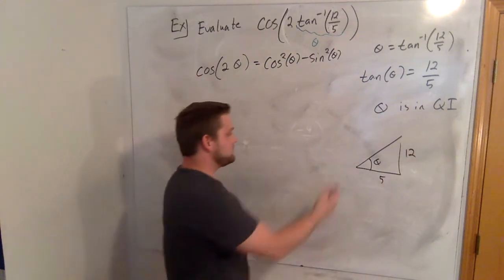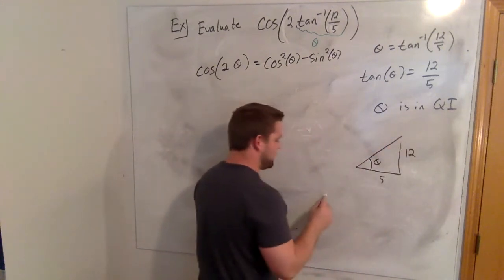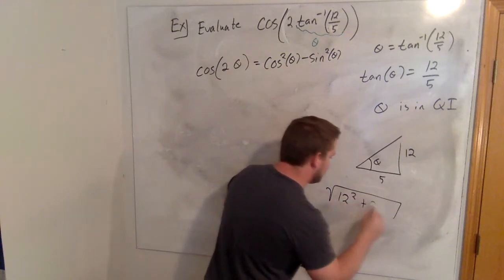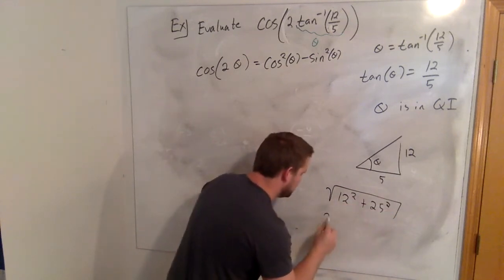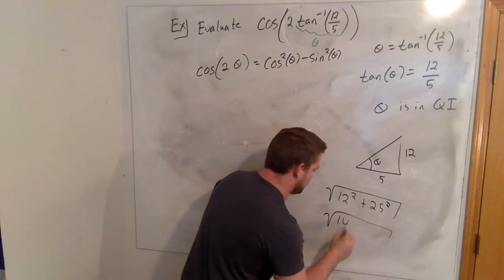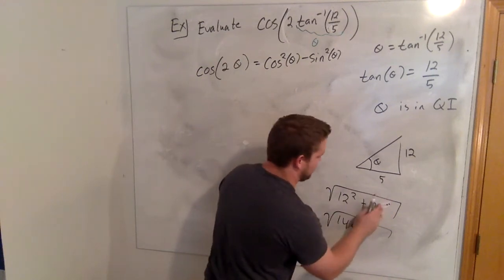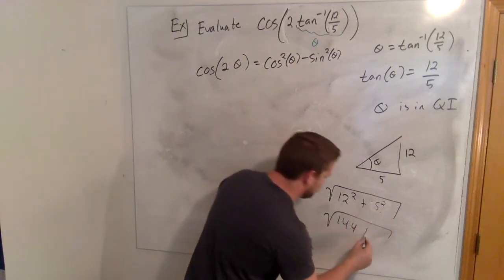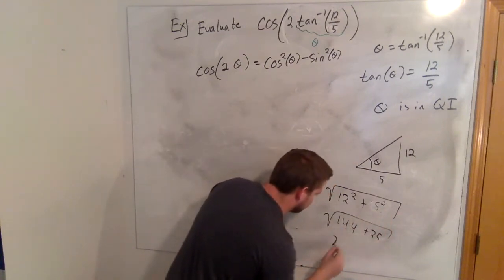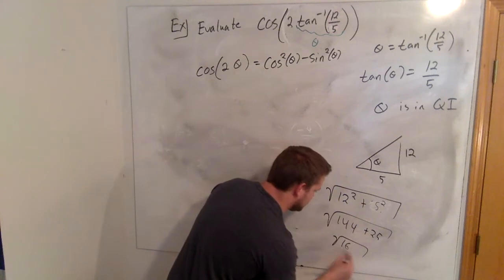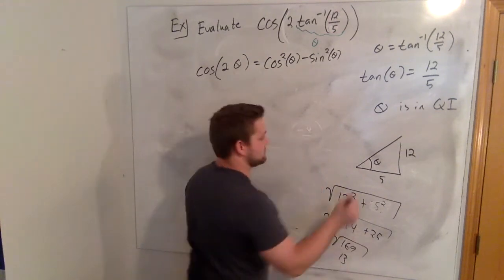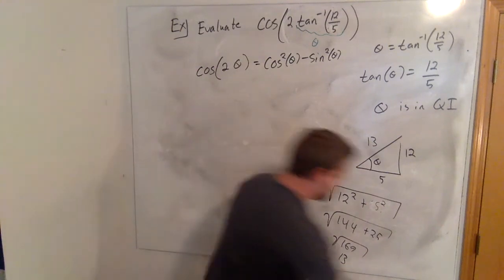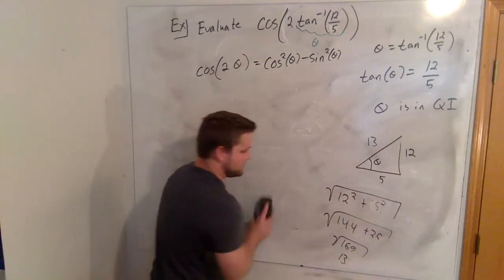We need to figure out the hypotenuse. So the hypotenuse will be the square root of 12 squared plus 5 squared. So what is that? 12 squared is 144. 5 squared is 25. So that's the square root of 169, which I believe is 13. So the hypotenuse will be 13. Okay, go ahead and erase what I have here.